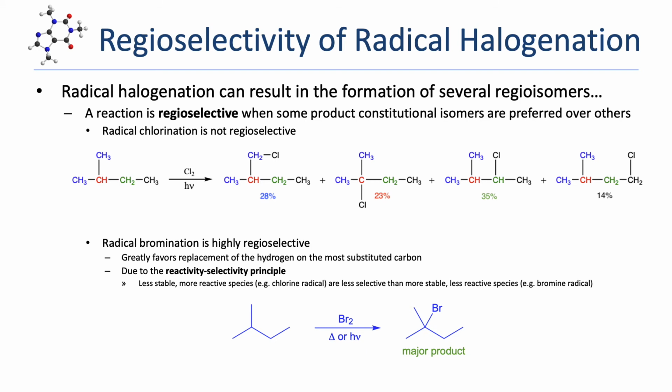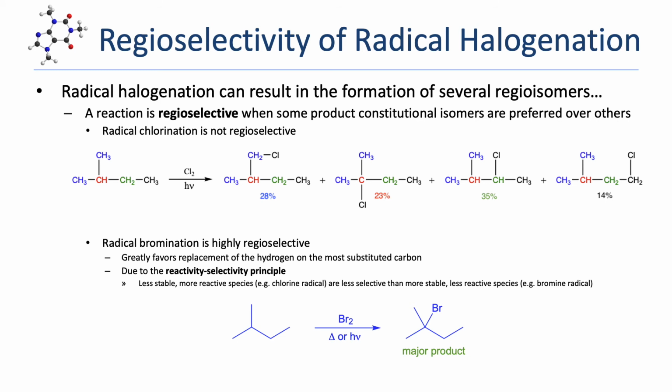The extreme difference in regioselectivity is due to an important concept known as the reactivity-selectivity principle. Essentially, the less stable a species is, the more reactive it'll be. And the more reactive it is, the less selective it'll be. So a less stable, more reactive radical, like a chlorine radical, is going to be less selective than a more stable, less reactive radical, like a bromine radical. A halogen radical can be transformed into a more stable species by pairing that unpaired electron with another atom to create a new bond.